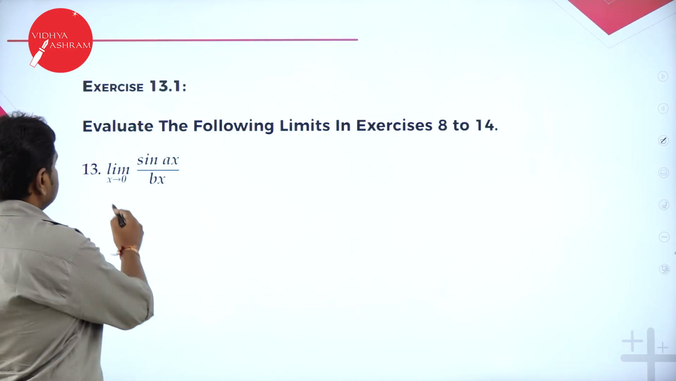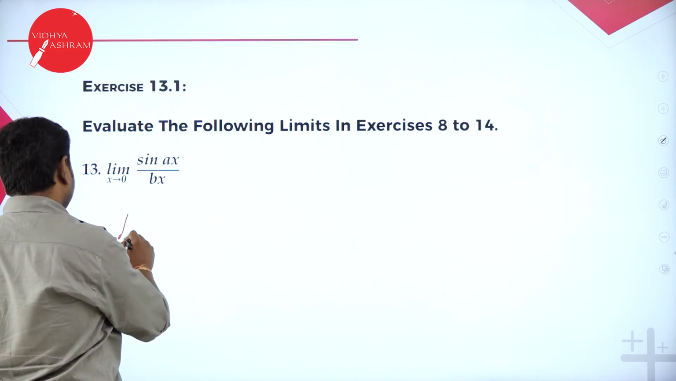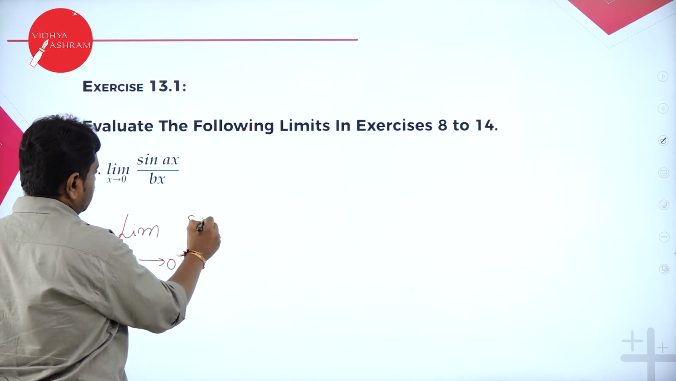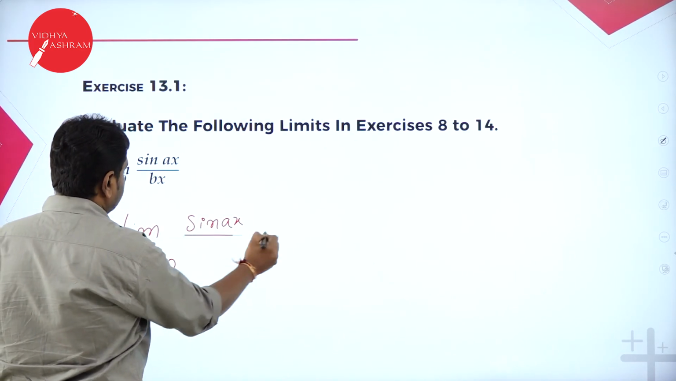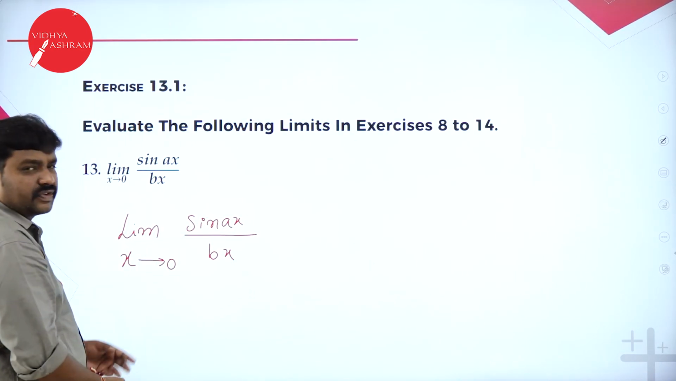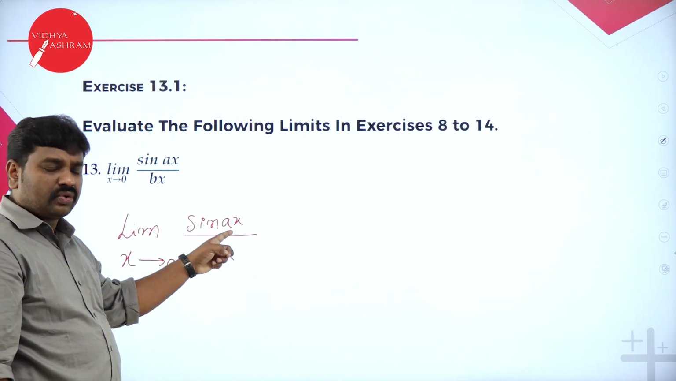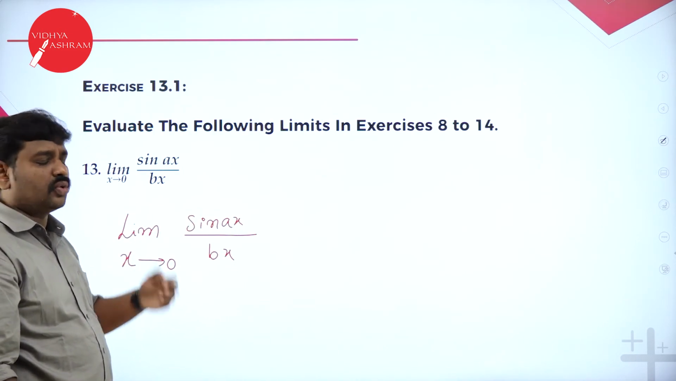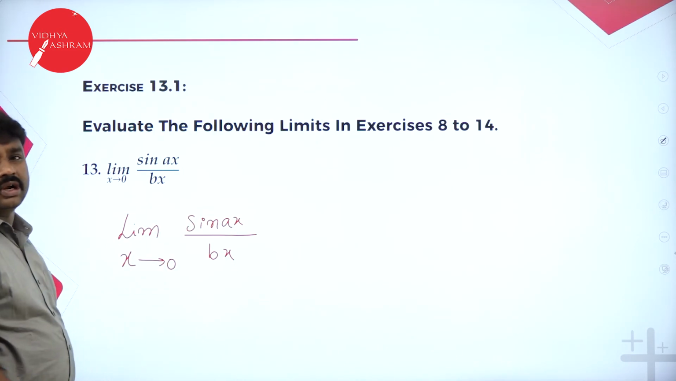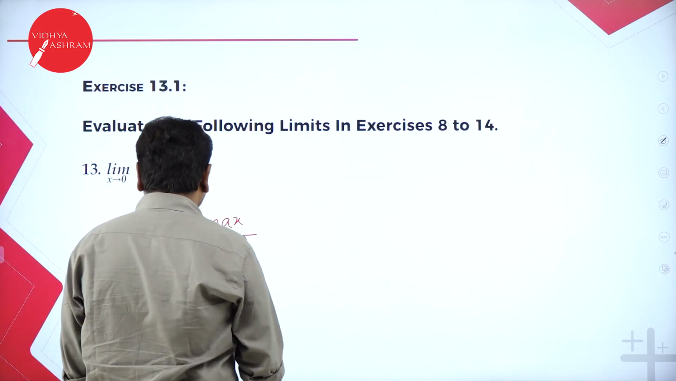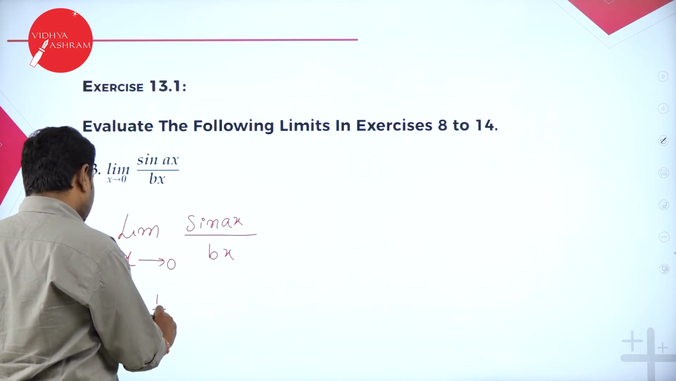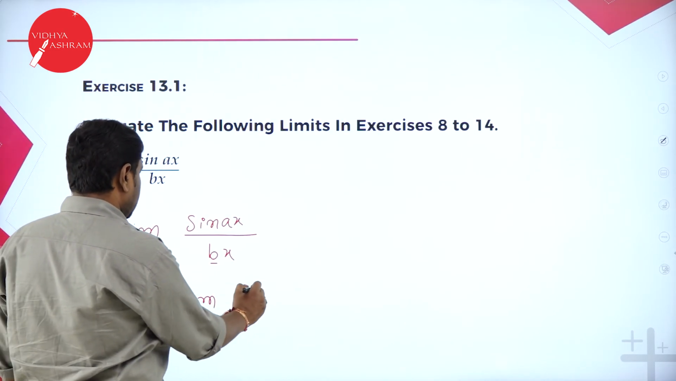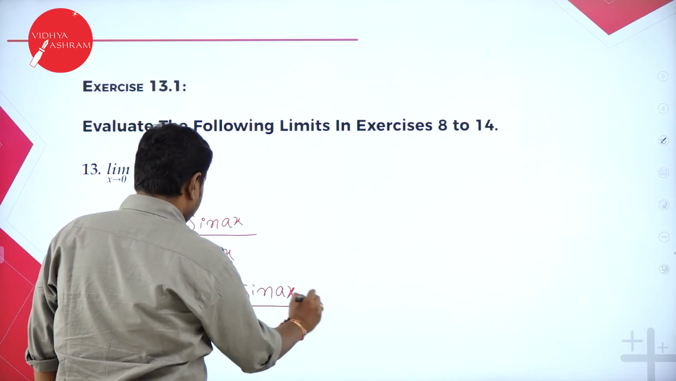Next, limit x tends to 0 of sin ax by bx. Dear students, in the place of x, if you put 0, a into 0 is 0, sin 0 will become 0, and b into 0 is 0, so it becomes 0 by 0. Convert it into the standard form. 1 by b is a constant, take it out, and I am left with limit x tends to 0 of sin ax divided by x.